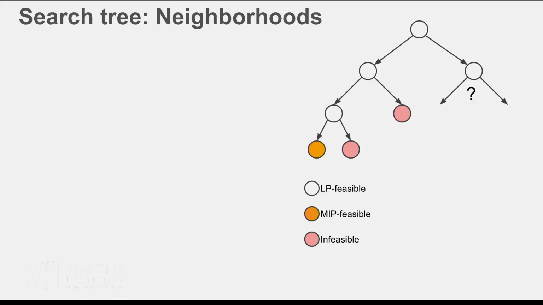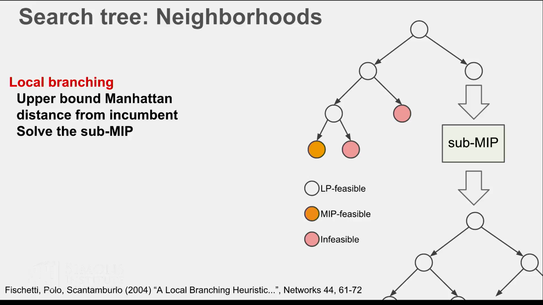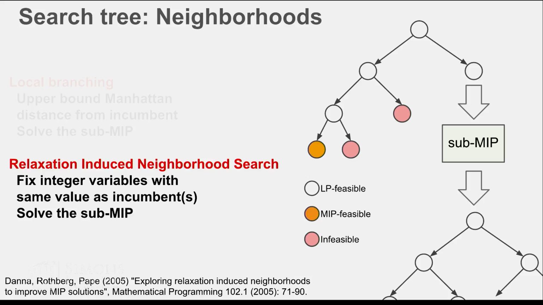And then there is also the idea about neighborhoods. This is like using heuristics inside the search tree. Instead of just branching here, you take this node, convert it to a sort of sub-MIP problem, and then resolve the sub-MIP. Again, there are many different approaches. One is called local branching, where you upper bound the Manhattan distance between your current relaxation and the incumbent. Or you can use relaxation-induced neighborhood search, where you fix some of the variables to be as in the incumbent and then solve the MIP. This is all in the hope that you will quickly find a high-quality solution.